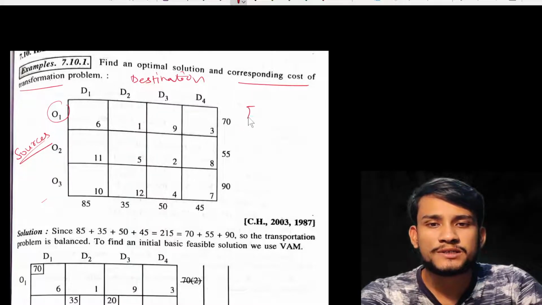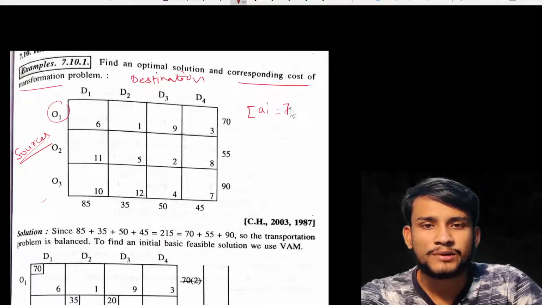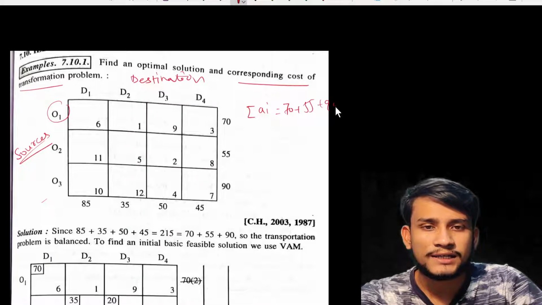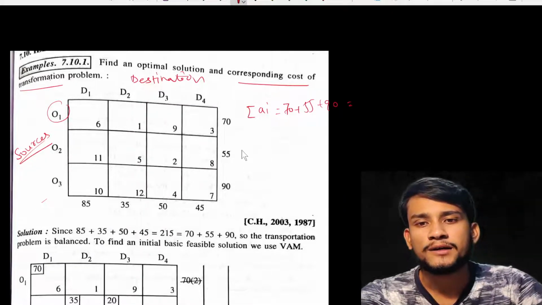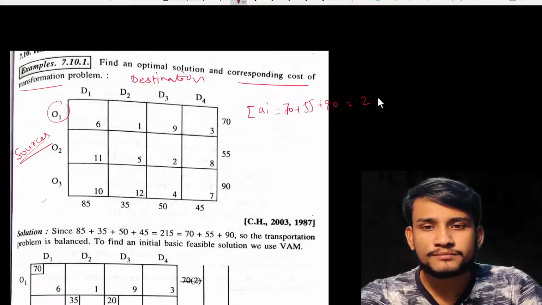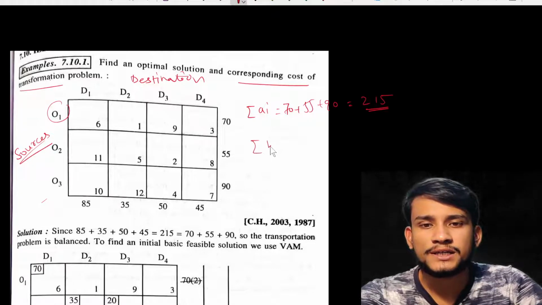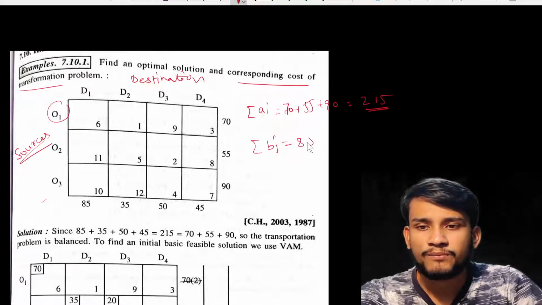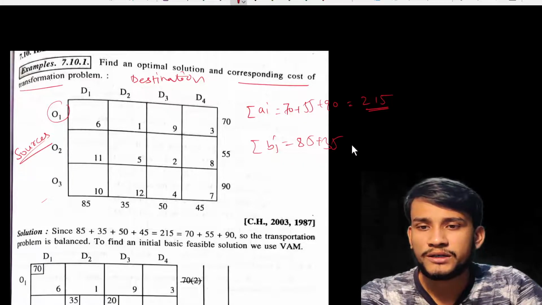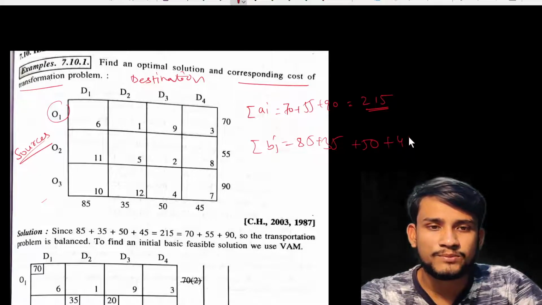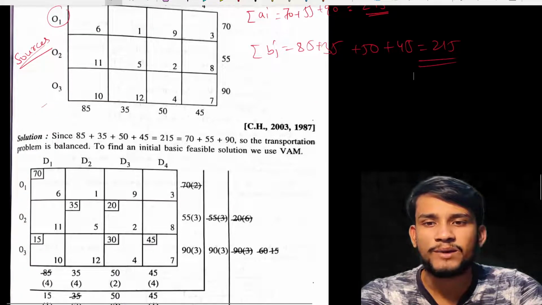Summation ai is equal to 70 plus 55 plus 90, which is equal to 215. And summation bj is equal to 85 plus 35, that is 120, plus 50, 170, plus 45, which is equal to 215. Since summation ai equals summation bj, this is a balanced transportation problem.